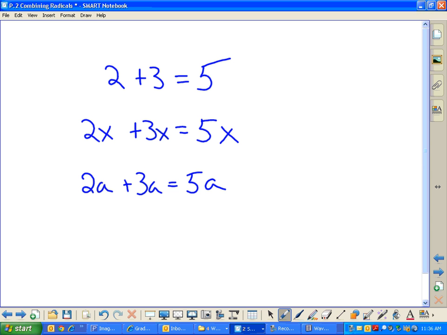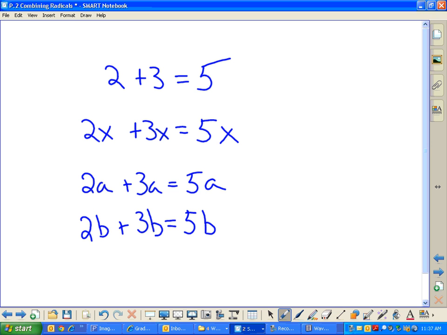Okay, one more time just for emphasis. I want to do 2b plus 3b. What is that? 5b. Well done. Okay, so I can tell right now in just asking you these few simple questions that you are all very good at combining like terms. Today we have to apply this to radicals.